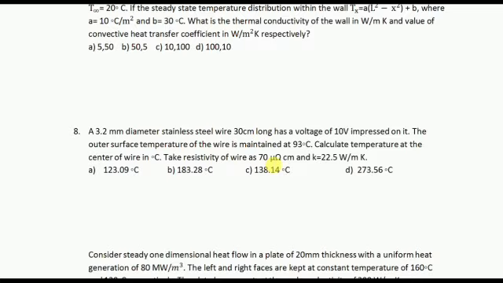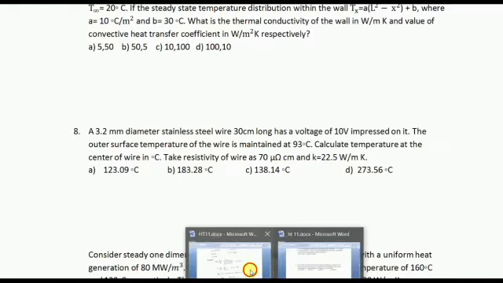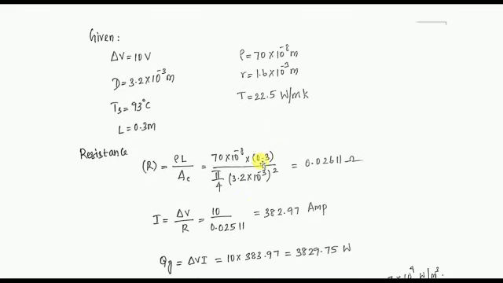Resistivity is given as 70 micro ohm centimeter. See, micro is 10 power minus 6. If you convert the centimeter into meter, it will be 10 power minus 8 ohm meter. 70, 10 power minus 8 ohm meter. These values you can see here. That's what I have given, 70, 10 power minus 8 ohm meter, converting the ohm centimeter into ohm meter.